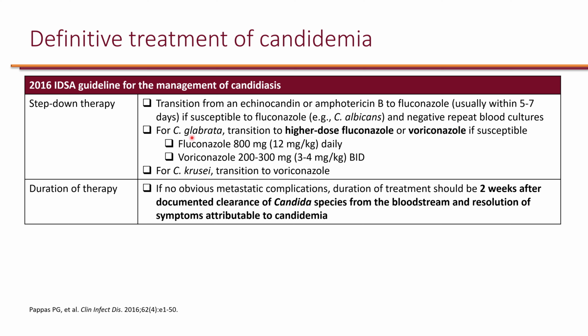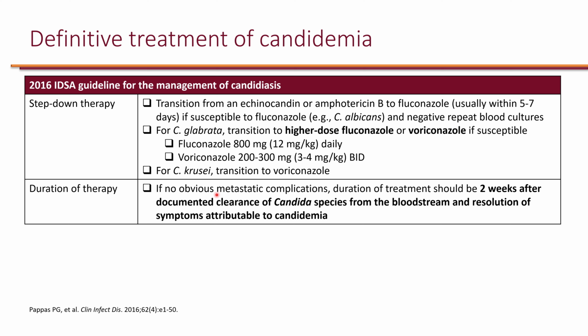And then, of course, if it's Candida glabrata, typically the MICs are higher for fluconazole, so a transition to a higher dose fluconazole, or if the MIC is so high that it is fluconazole resistant, then high dose voriconazole would be another option. Candida krusei is just resistant to fluconazole, period. So if somebody has krusei, fluconazole is not an option, so the oral option would be voriconazole.